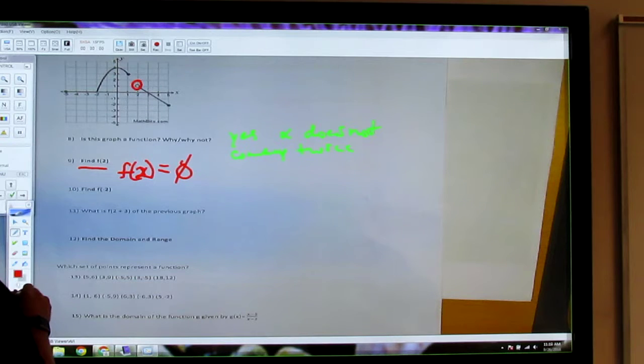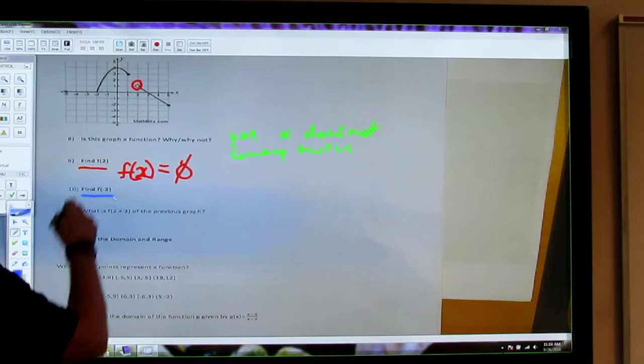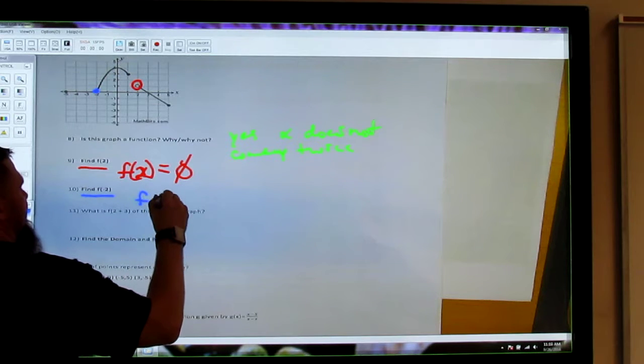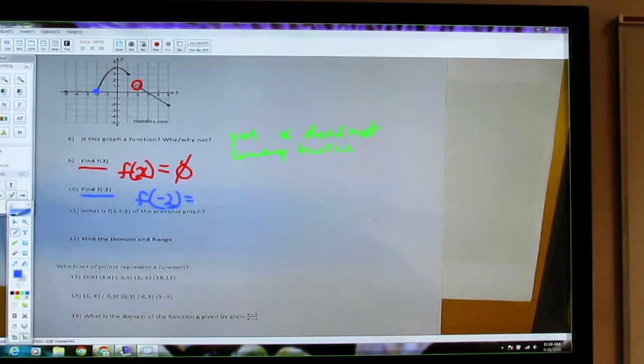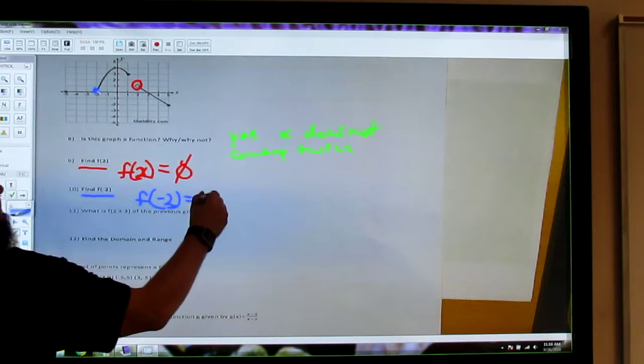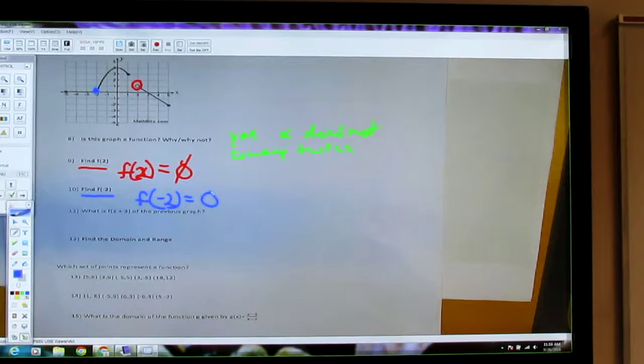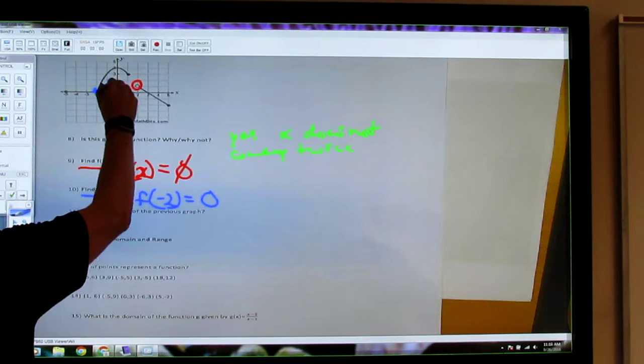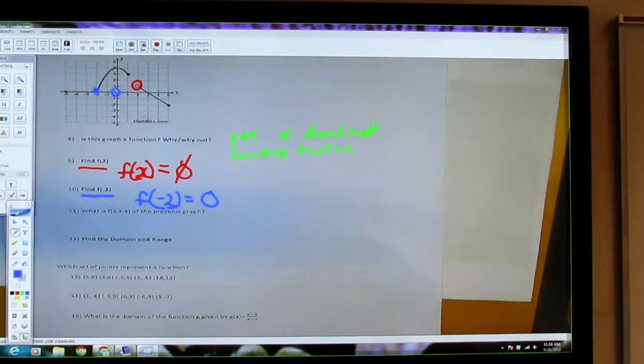So then find f of negative 2. So right here, what is x? X is negative 2, but what is y? It's 0. I looked at the wrong one. Y is 0, right? It's the origin. 0. The next one.